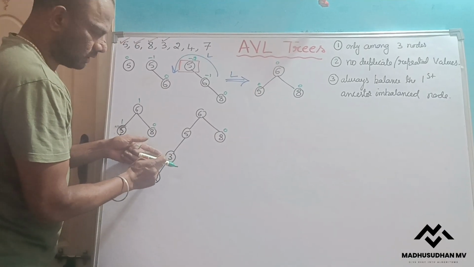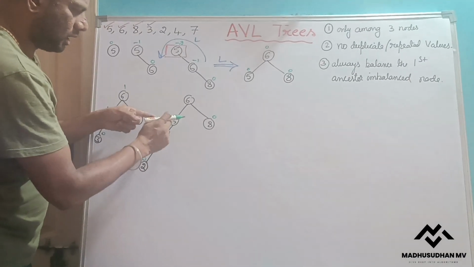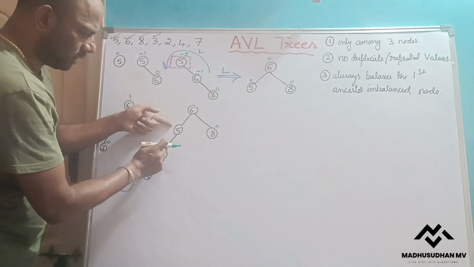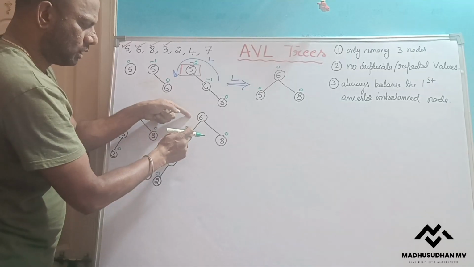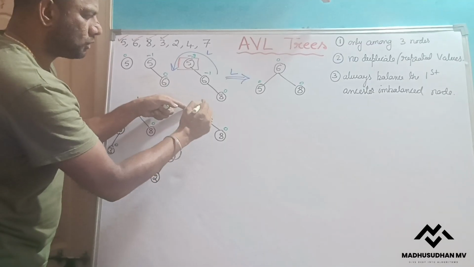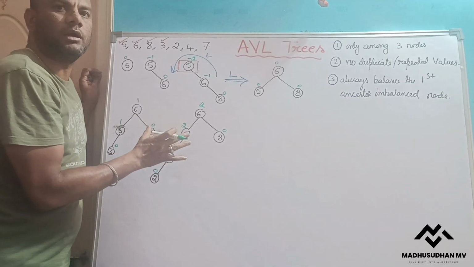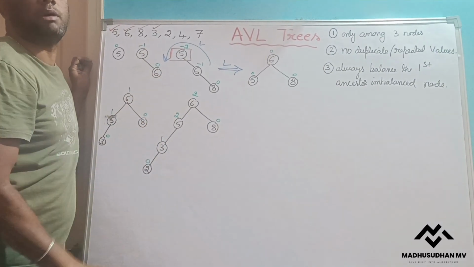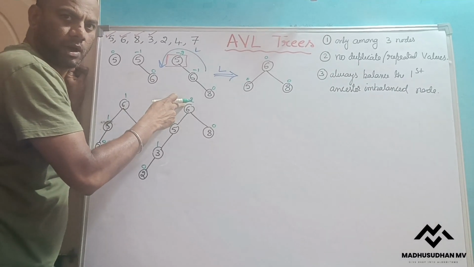Check this one. For this one, the left side tree height is 1 and the right is 0. 1 minus 0, 1. Now for this one, 2 edges: 1, 2, minus 0, 2. Now check 1, 2, 3: minus 1, 2. This is the first example we got in which 2 nodes are imbalanced.